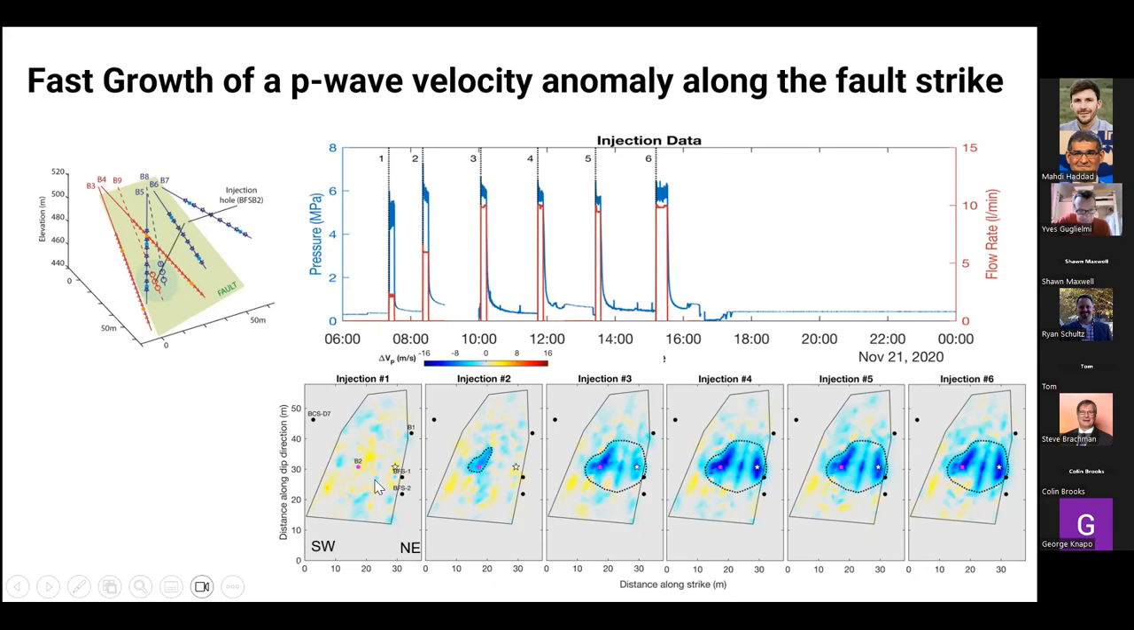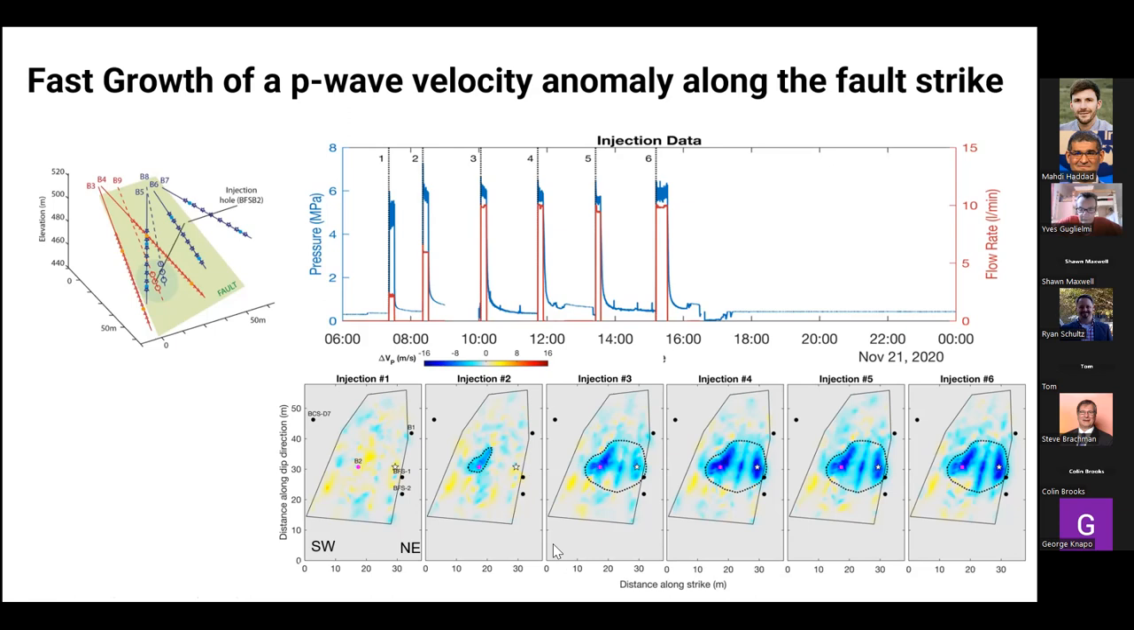So back to the result here, you see that there is a growing low P wave anomaly, which is growing in size, but also you may see that it's growing in one given direction. It's not growing symmetrically around the injection point.